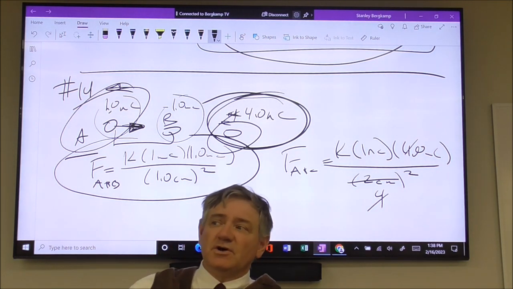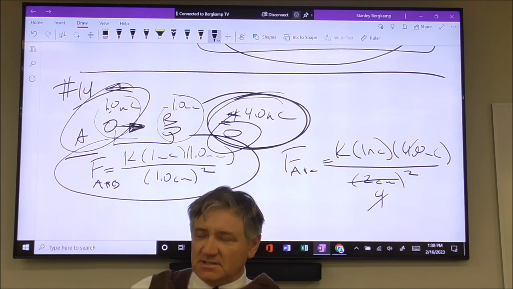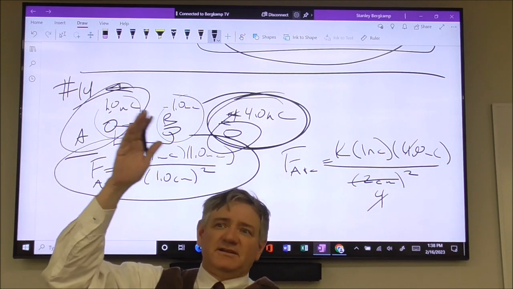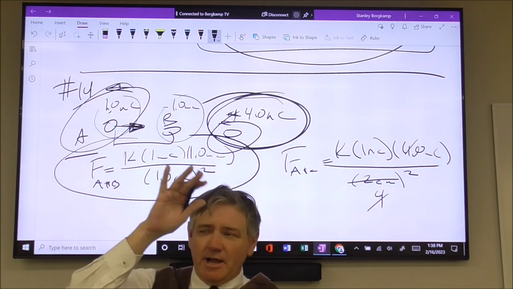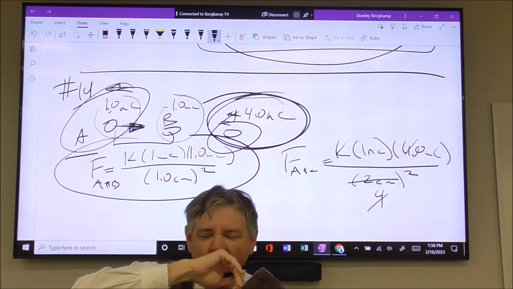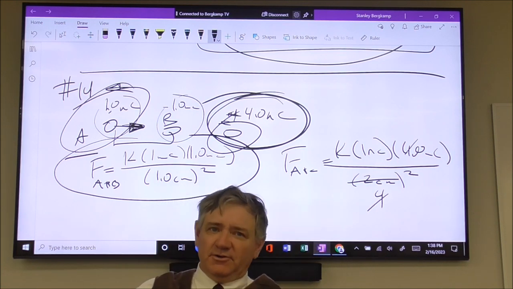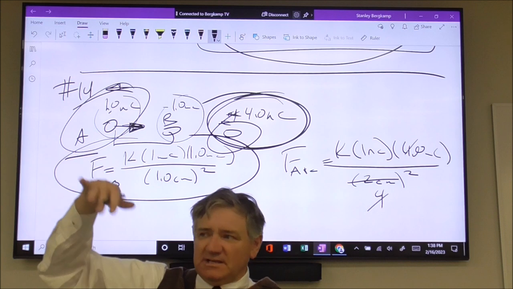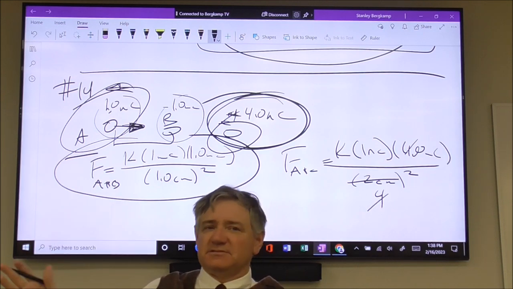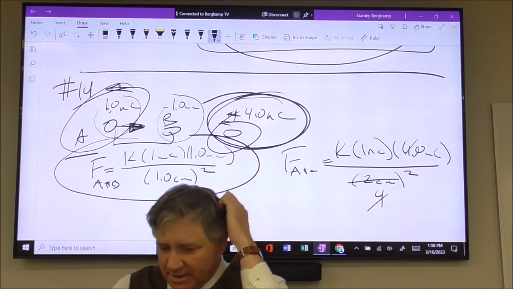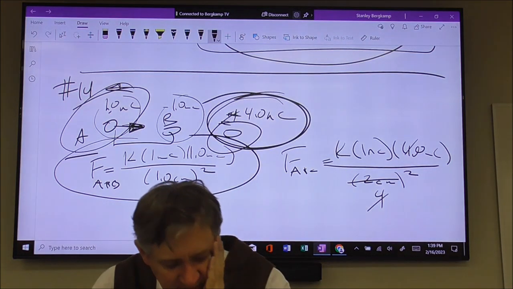So yes, you could go through and you could do smash mouth physics, and you could do 1 × 10⁻⁹ times 1 × 10⁻⁹ divided by 0.01 squared, times 9 × 10⁹, and you could actually get that value. And you could do 4, and you could do the exact same thing. And they're still going to add up to 0. Okay? Now, interesting thing happens.